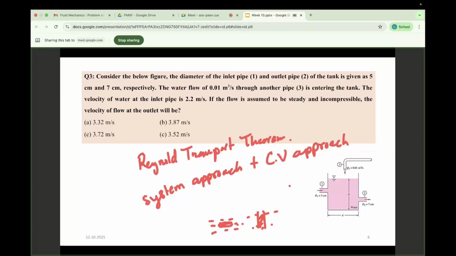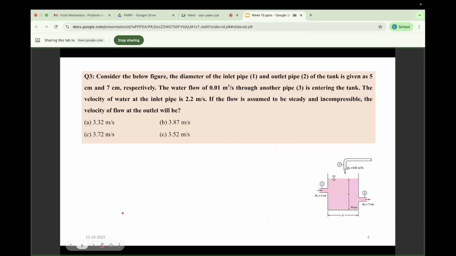So the Reynolds transport theorem follows the fluid particle also, and also a specific, definite region of space is analyzed. Both of these are included in a single concept, and that is known as the Reynolds transport theorem. We have studied that.